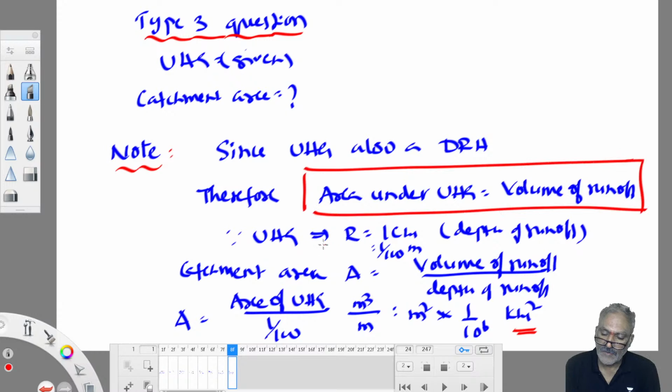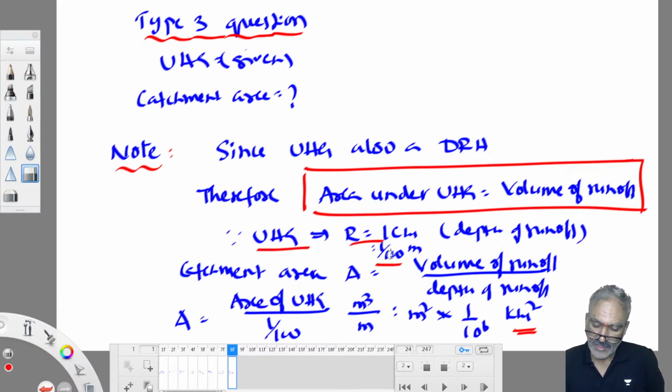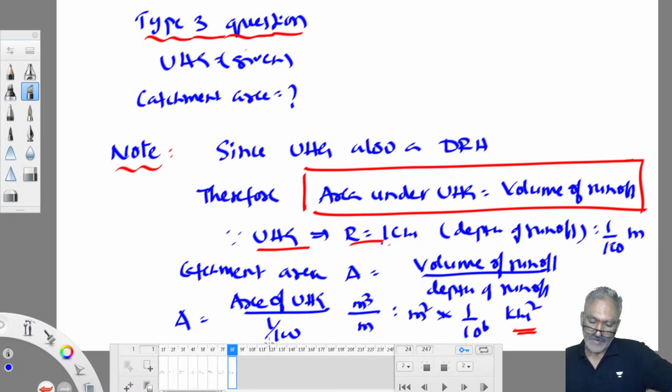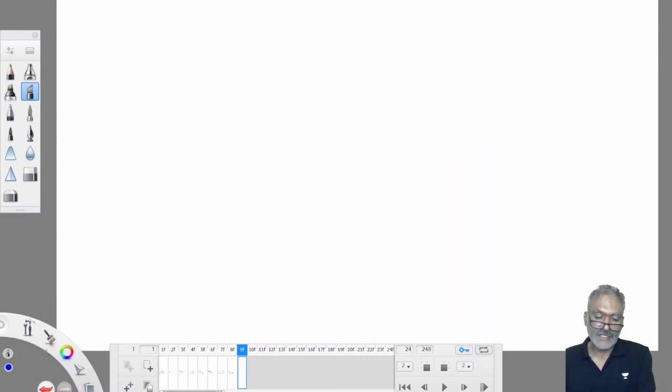That point you remember, then you can work it out. Unit hydrograph always represents runoff of 1 centimeter. Therefore, it is taken as 1 by 100 meters. 1 centimeter is equal to how much? 1 by 100 meters. If you substitute 1 by 100, volume of runoff divided by depth of runoff will give the catchment area. So this is how they'll frame questions in the exam. Let us solve a few questions, then you will be more comfortable. So 3 types of questions you can expect in the exam.